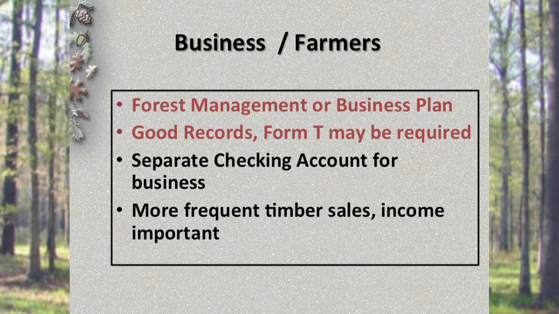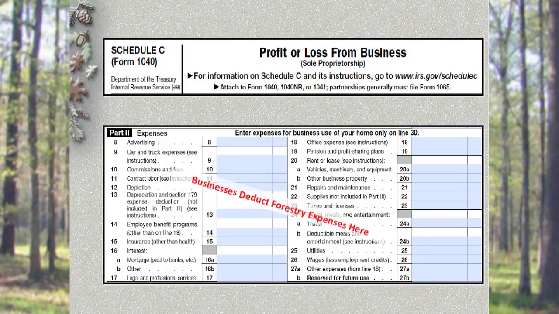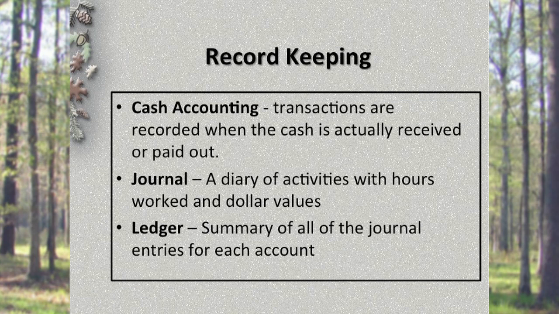Form T, which we'll cover later, will be required. Keep a separate checking account for your business, and you should have more frequent timber sales, and your income from these timber sales should be very important to you. So that's the definition of a business. Businesses are able to file their expenses on Schedule C or F, which is deducted on the front of your 1040, the most aggressive way of deducting expenses. So you'll pay less taxes as a business, but you'll have more rigmarole and more records to keep.